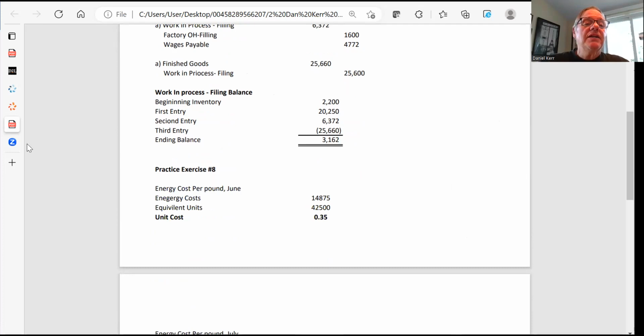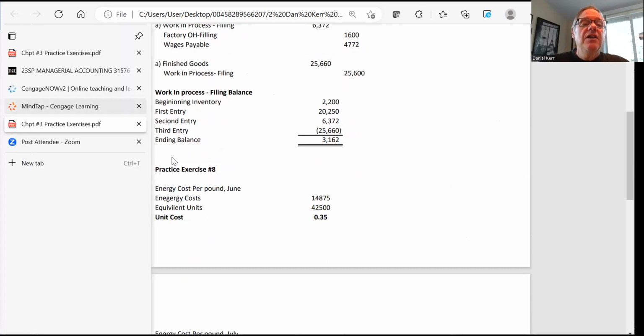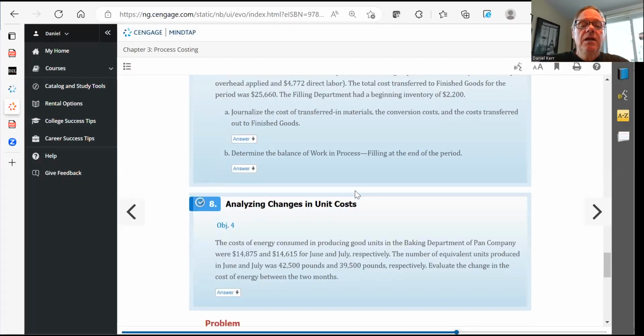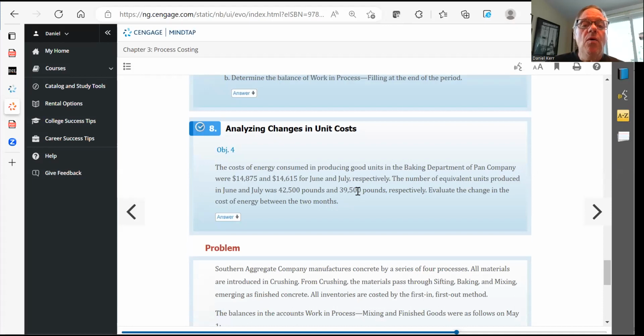Okay, let's go back to practice exercise number 8. Number 8. The cost for energy consumed in producing goods in the baking department of Pan Company was $14,875 and $14,615 for June and July, respectively. The number of equivalent units produced in June and July was 42,000 and 39,500. Evaluate the changes in the cost of the energy between the two periods.